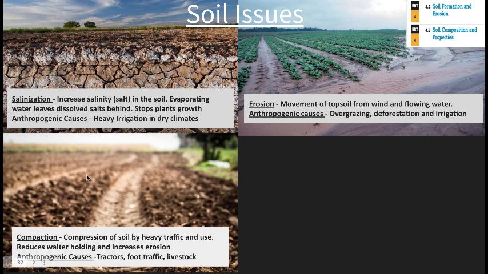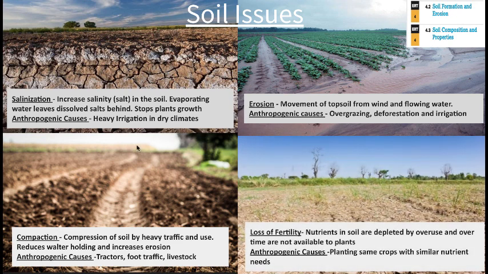Soil compaction is a compression of soil by heavy traffic and use, reduces water holding, and increases erosion. Anthropogenic causes: tractors, foot traffic, and livestock. So just trampling and compacting the soil. And then finally, loss of soil fertility. Nutrients in soil are depleted by overuse and over time are not available to our plants. The anthropogenic cause for this is planting the same crops with similar nutrient needs that ultimately deplete the soil of those resources.